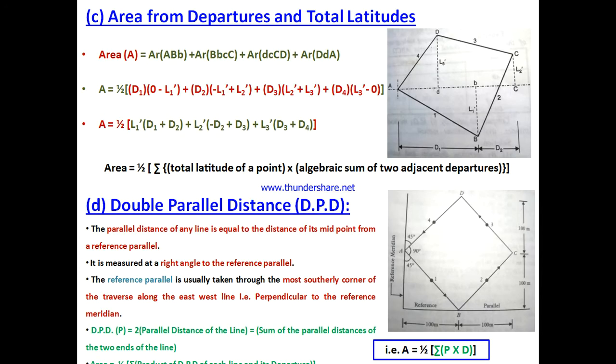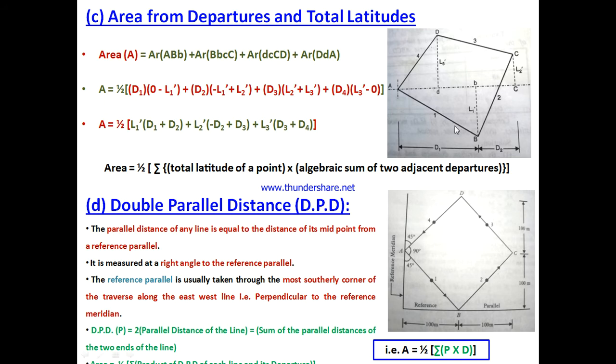departure. The third method is area from departure and total latitude. Here we don't need to bother about any meridian or double meridian distance, rather we just need to calculate the total latitude of a particular point and the algebraic sum of the adjacent departure.